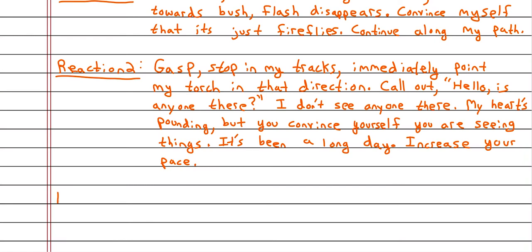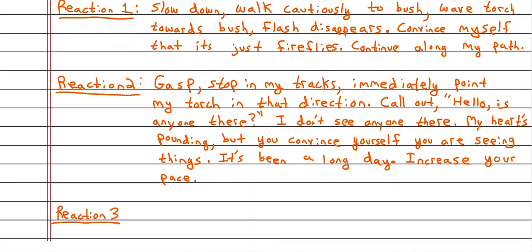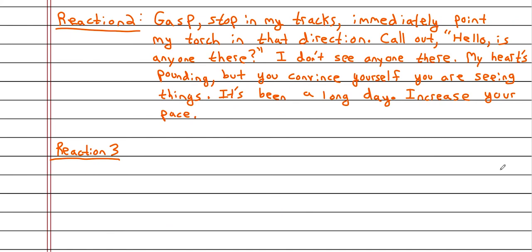Then we have one more reaction. That's for our third clue. Now, what happens in the third clue again? What did I say? I said reaction 3 is going to be a twig snapping behind me. This is where things get very, very exciting because now you're walking fast, maybe you're running fast, and then a twig snaps behind you. Not in front of you, but behind you. That's always suspicious, mysterious, exciting, thrilling when that happens in a story.